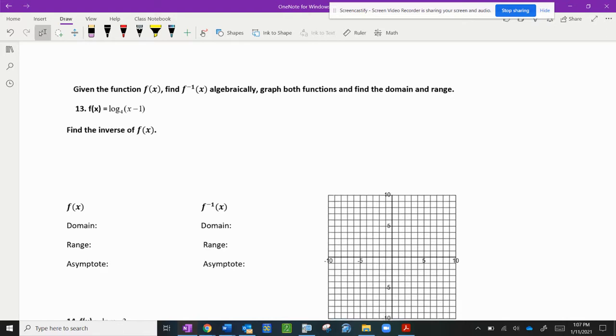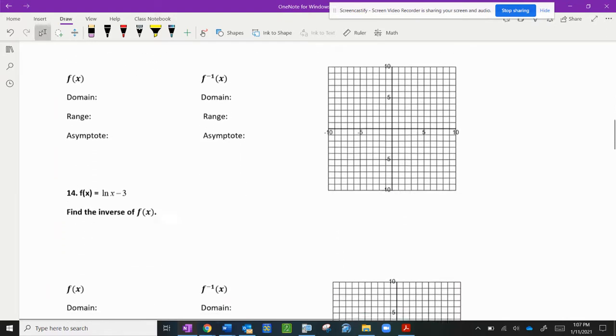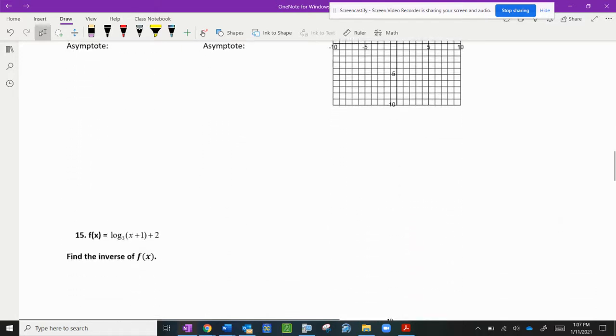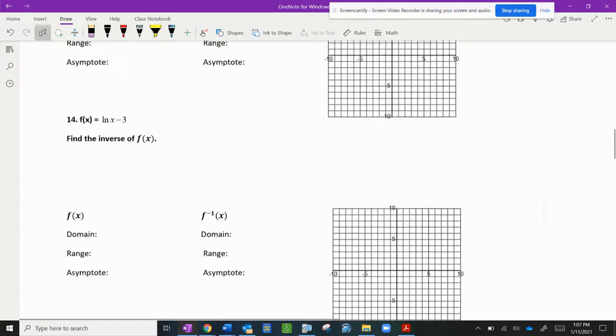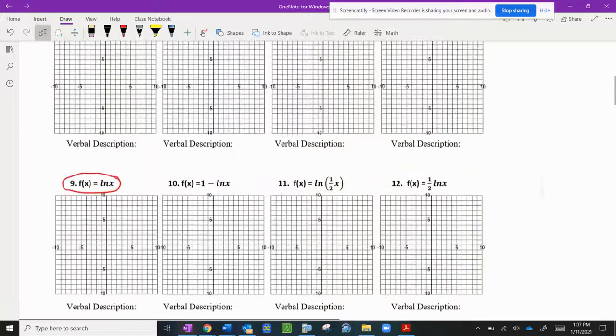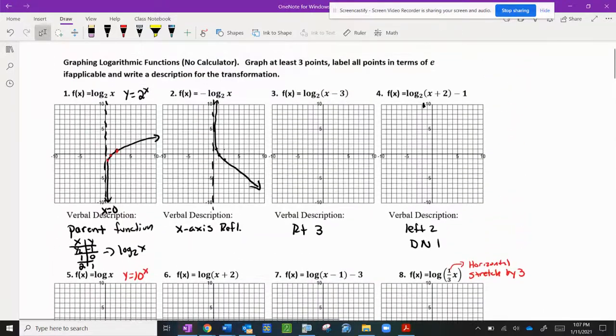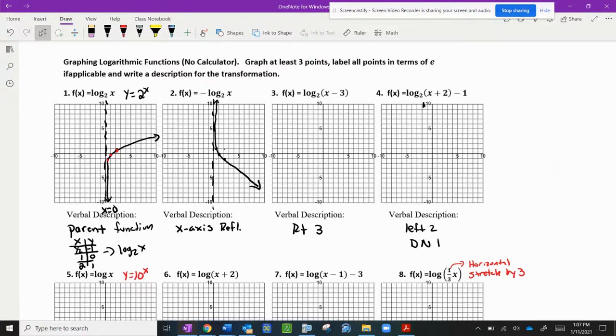Find the inverse, state the domain and range, just like our INB on all of these. So I just wanted to go over how to do these beginning ones. I thought maybe that would be a little bit tricky. So spend the next 2 days to get this all finished up.